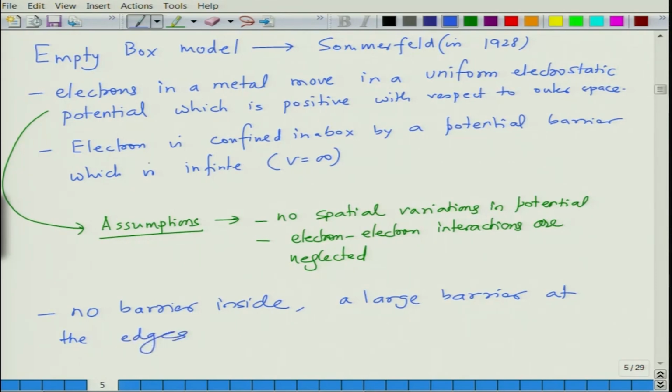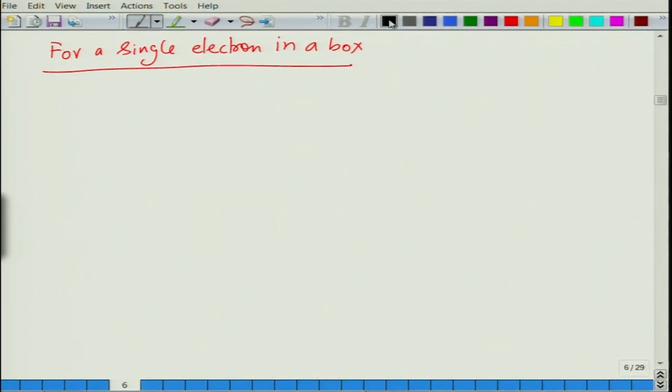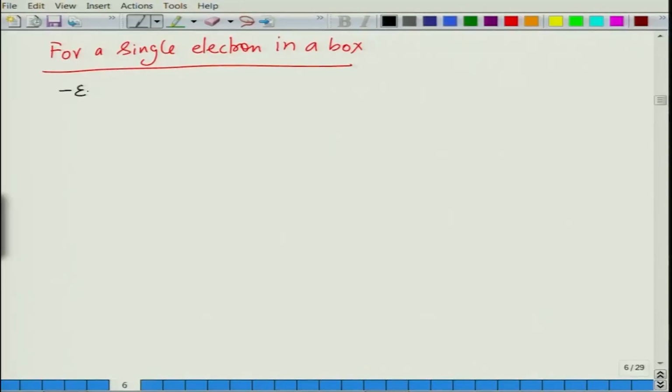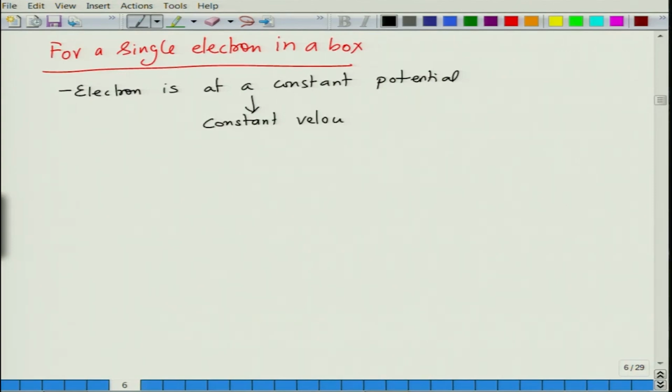And so far we are talking only about one electron. Okay. So, let us describe first the situation for a single electron in a box. So, essentially when you have a single electron, let us say this is infinite space at some constant potential. So, electron is at a constant potential, which means it has a constant velocity. Okay. And if it has a constant velocity, it also moves in a straight line. We just assume that it is a 1D box.